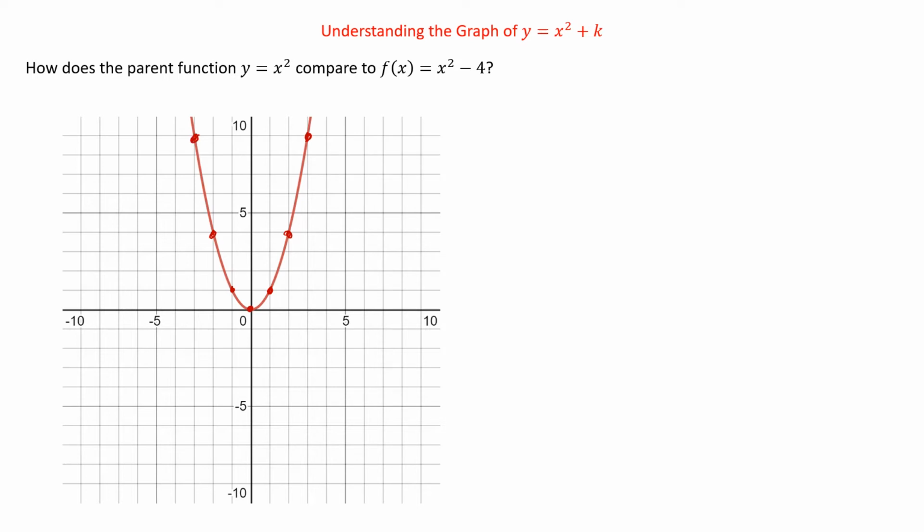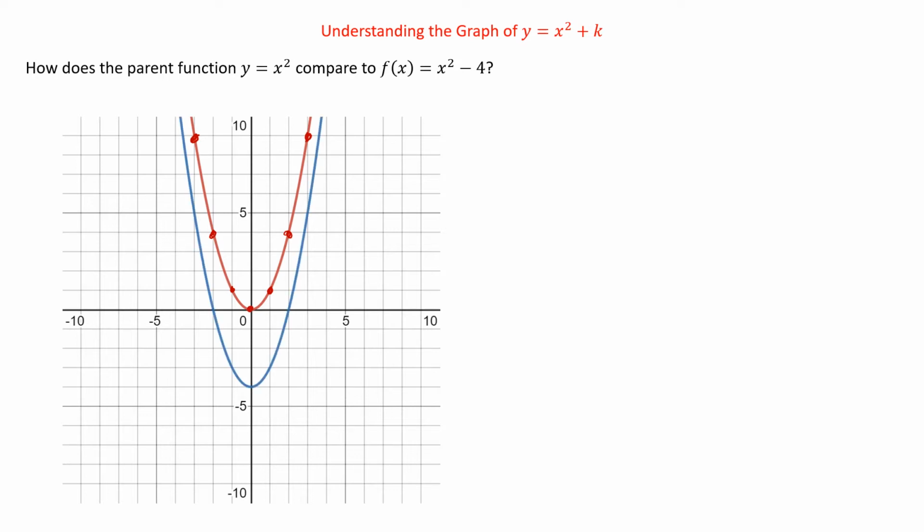Notice the symmetry there. The y values are the same. When we go 1 away from the vertex, we're at 1. When we go 2 away from the vertex, we're at 4. When we go 3 away from the vertex, we're at 9. It doesn't matter if we go left or right. All right, what would happen if we graph x squared minus 4?